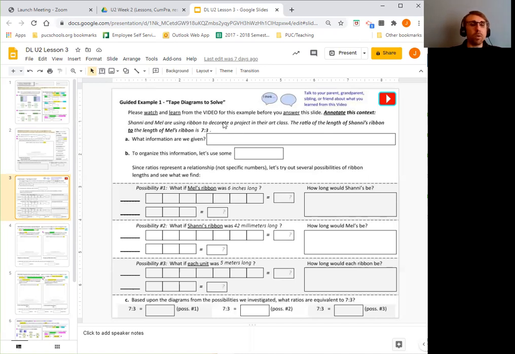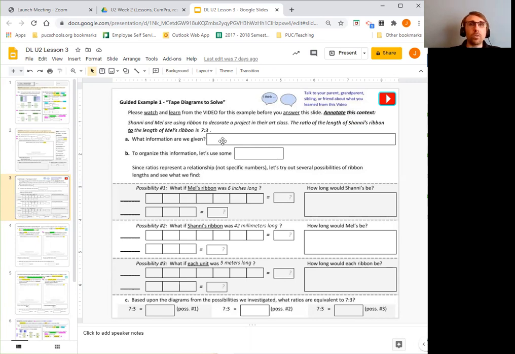Shani and Mel are using ribbon to decorate a project in their art class. The ratio of the length of Shani's ribbon to the length of Mel's ribbon is 7:3, which means that for every 7 units of ribbon that Shani has, 3 units, so a little less than half of that, is how long Mel's ribbon would be. But let's say we take this and we double it. Well, then we have to take this and we have to double it also, because every 7 units of Shani's means we have 3 units of Mel's.